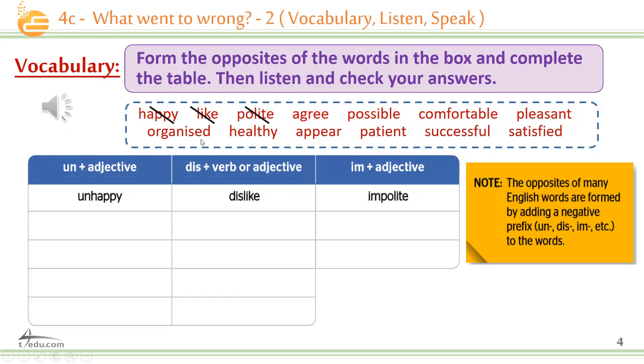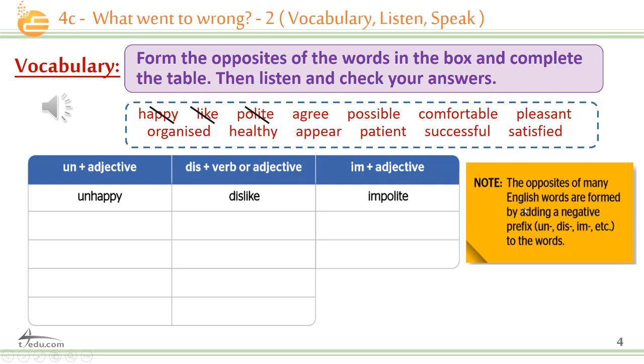Now, for the vocabulary, we are going to form the opposites of the words in the box and complete the table. Then we are going to listen and check our answers. Of course, here it's shown that we have to form opposites using these words. We have the prefixes un, dis, and im. When do we use un? If we have an adjective, we use un. Dis is used with verbs or adjectives, and im with adjectives.